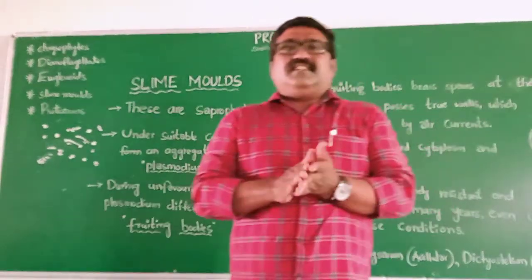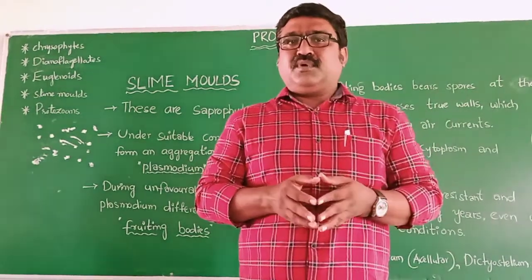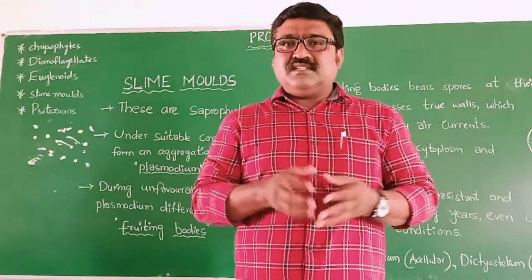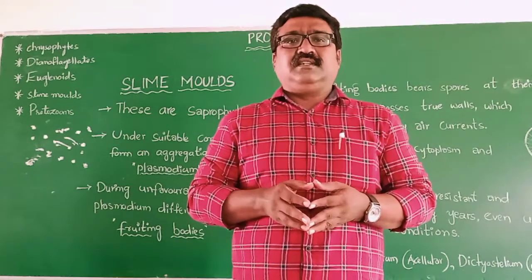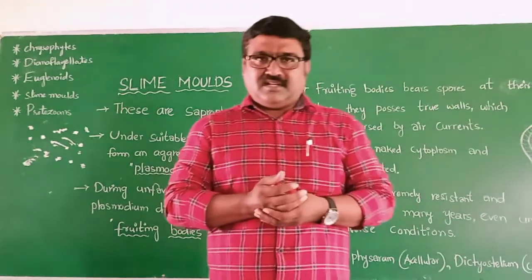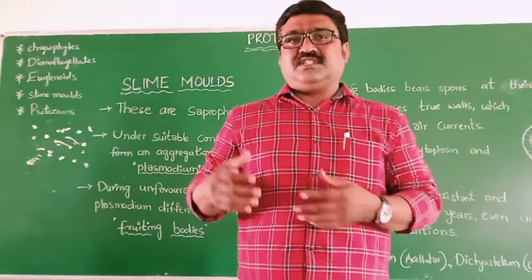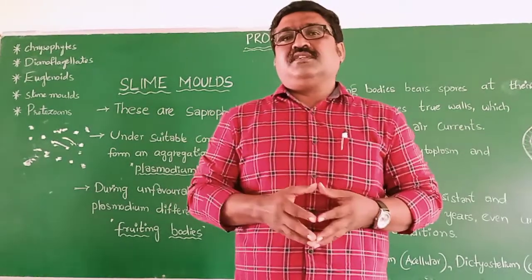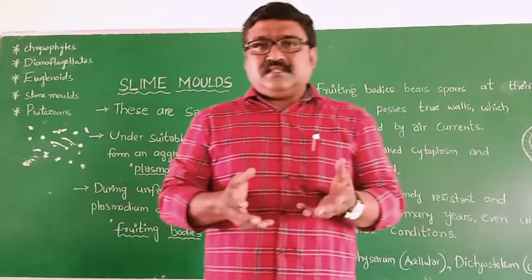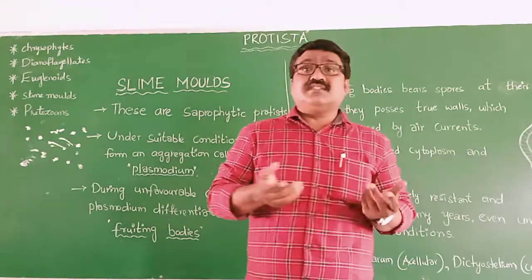In the last class we discussed one of the divisions of Protista. In Protista, how many divisions are there? Five divisions. Out of those five, in the last class I told about the euglenoids. Now the next division of Protista, the fourth according to our classification, is slime molds. These slime molds are also known as false fungi.